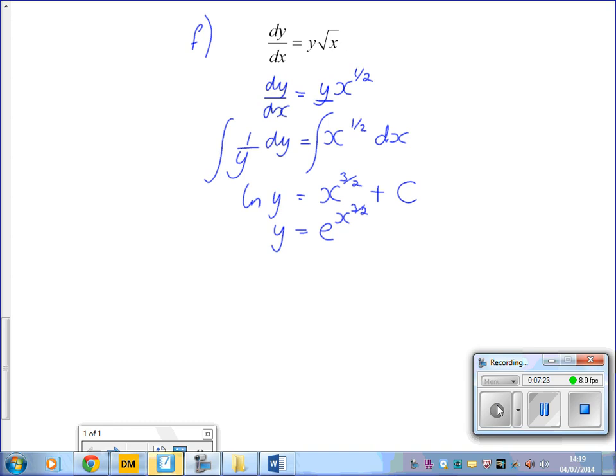What did I forget to do? Big mistake just here. I forgot to divide by my new power once I had added on. So I'm going to go back to this part just here. I should have here divided by 3 over 2. And if I'm going to tidy that up a little bit, rather than having 3 layers of fractions here, I'll have 2 over 3 x to the power of 3 over 2 plus c.